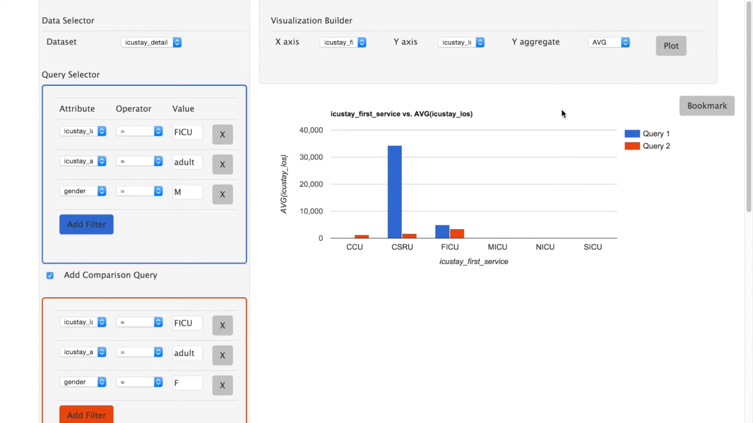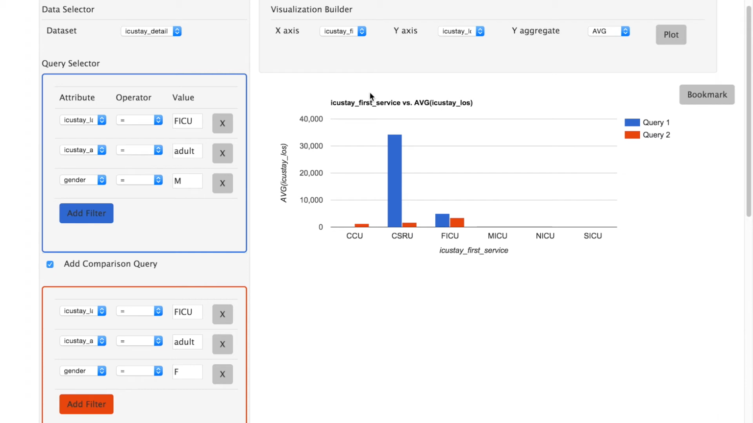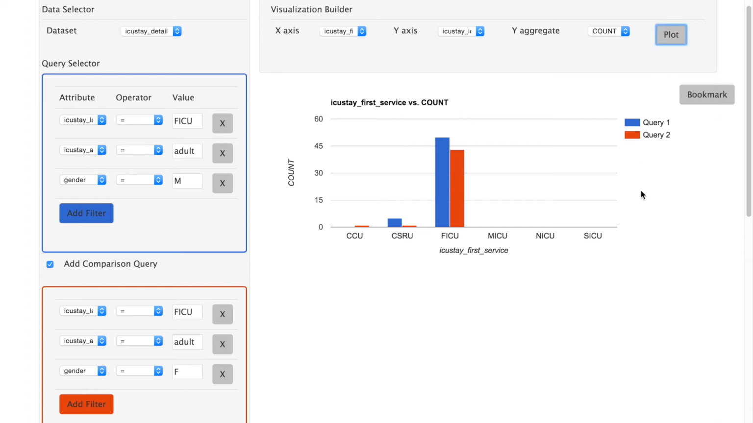So you might have several questions about the details of this data. This is where you can use the manual visualization building component and build some plots which show other views of the data. So here we're examining how many patients were admitted to the FICU and CSRU respectively. We find that although a lot of patients were admitted to the FICU, CSRU had very few patients. It had 5 male patients and only 1 female patient.